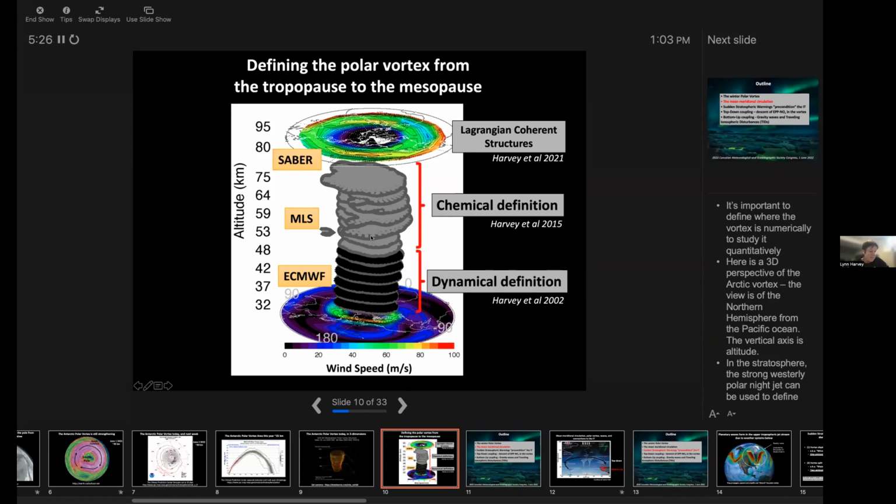The vortex can even extend up to the mesopause, but this occurs periodically, episodically, and variability due to gravity waves, traveling planetary waves, and tides makes things complicated. Thus, we've been exploring the use of Lagrangian coherent structures, or trajectories that define the air parcel history, to define when and where the vortex exists at these extremely high altitudes.